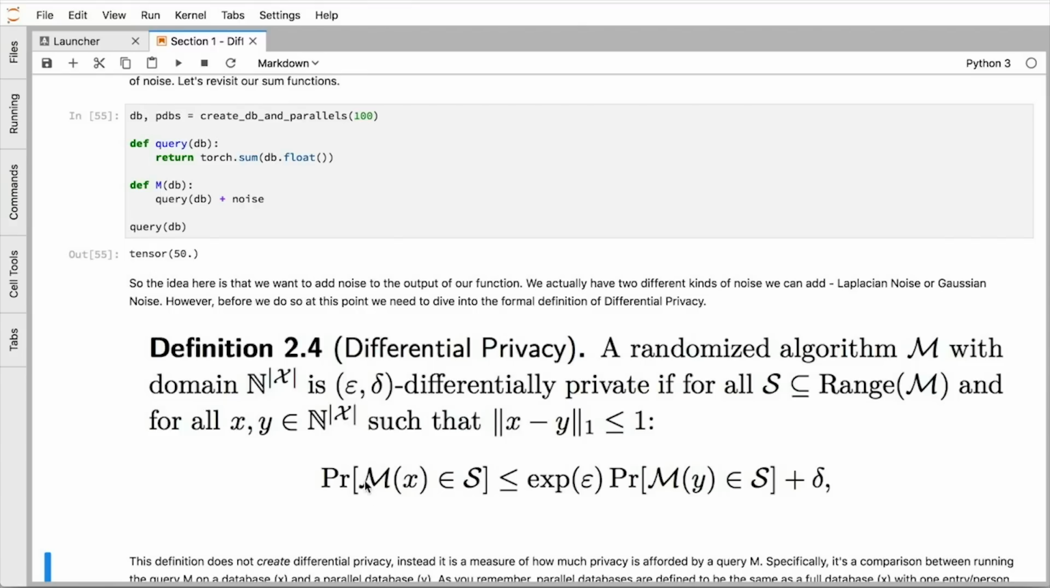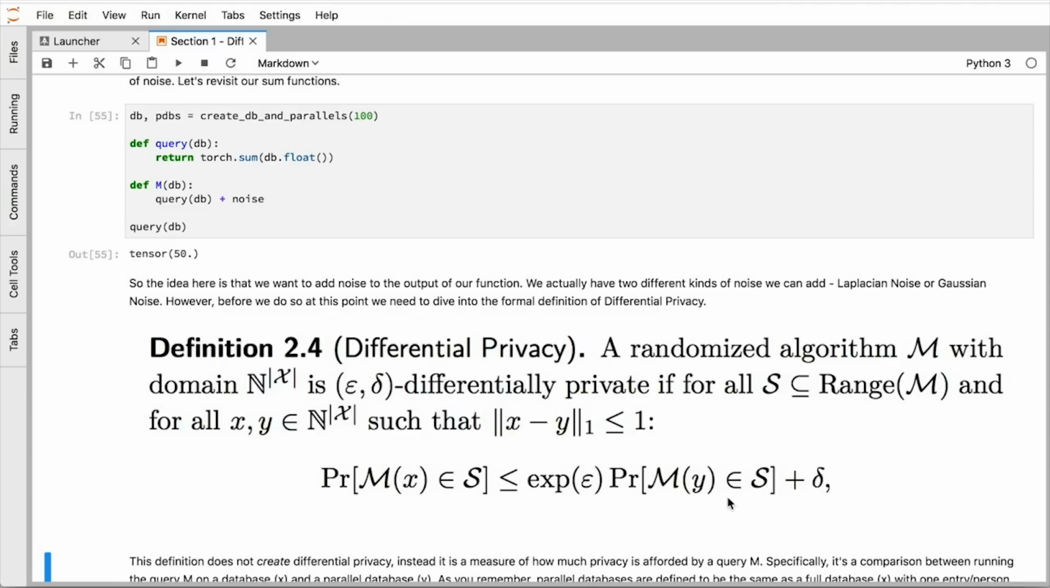M(x) is actually taking our mechanism and running it over this histogram. M(y) is doing the same thing over any database with 1 entry missing. So this threshold has to be true for all databases, but it's only actually expressing 1 at a time. But we're saying that it's true for all databases.